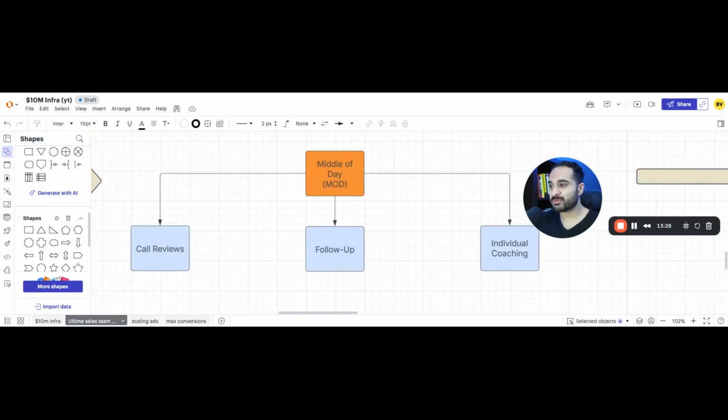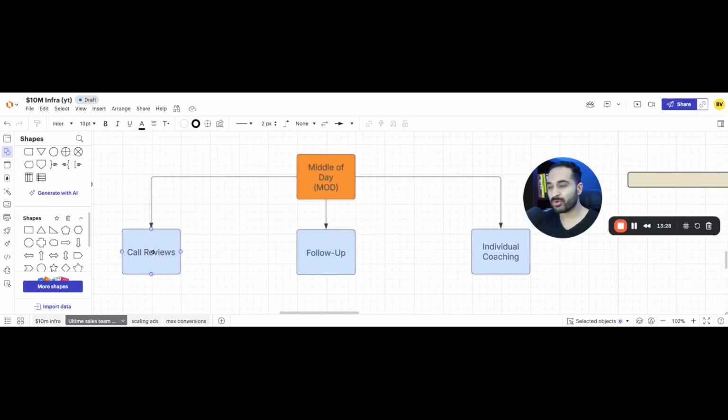Middle of the day is pretty simple. We want call reviews with someone, or if you listen to a call that you felt should have closed and it didn't, do the call review, find out why it didn't close, and do all the follow-up that needs to be done on a daily basis, and then individual coaching for any of the underperformers.